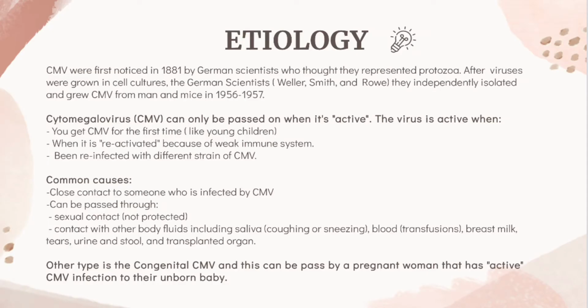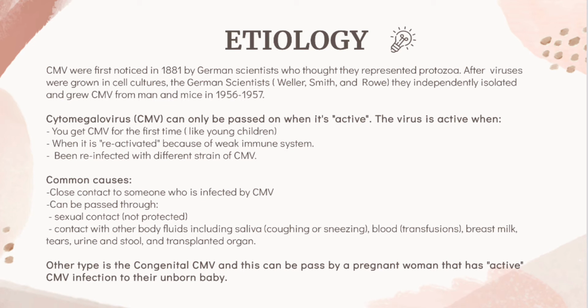Etiology. CMV was first noticed in 1881 by German scientists who thought they represented protozoa. After viruses were grown in cell cultures, the German scientists Wheeler, Smith, and Rowe independently isolated and grew CMV from man and mice in 1956 to 1957.